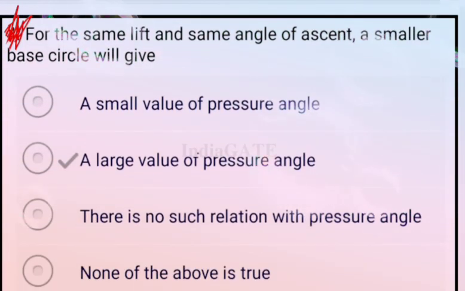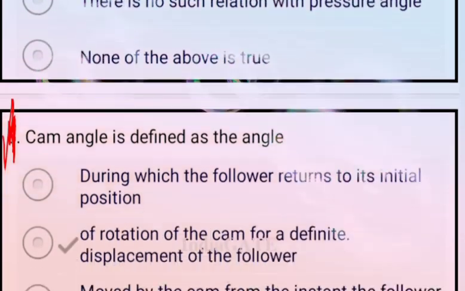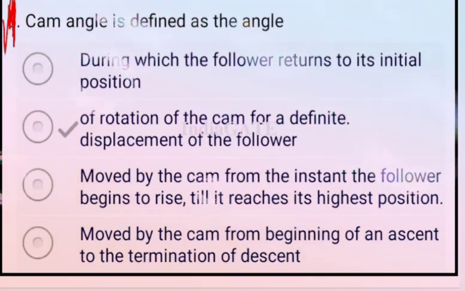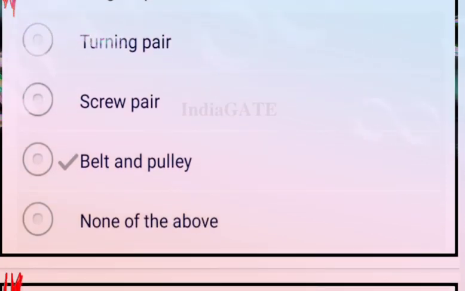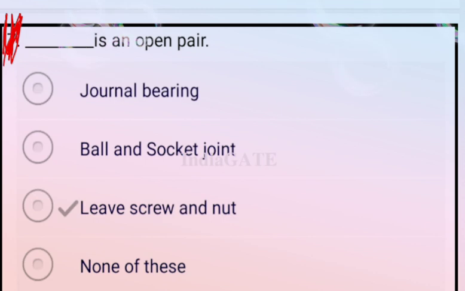For the same lift and the same angle of ascent, a small base circle will give a large value of pressure angle. So option B is your correct answer. Cam angle is defined as the angle of rotation of a cam for a definite displacement of the follower. So option B is the correct answer. Now come to the next question. Dash is a higher pair, so that is called the belt and pulley is a higher pair. Now come to the next question.